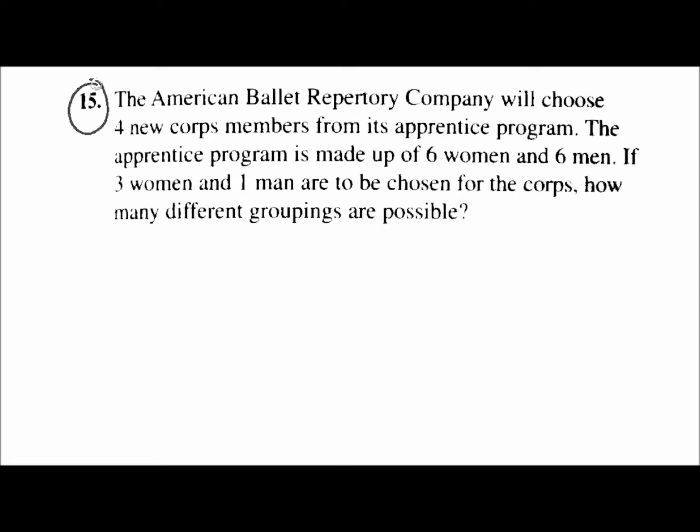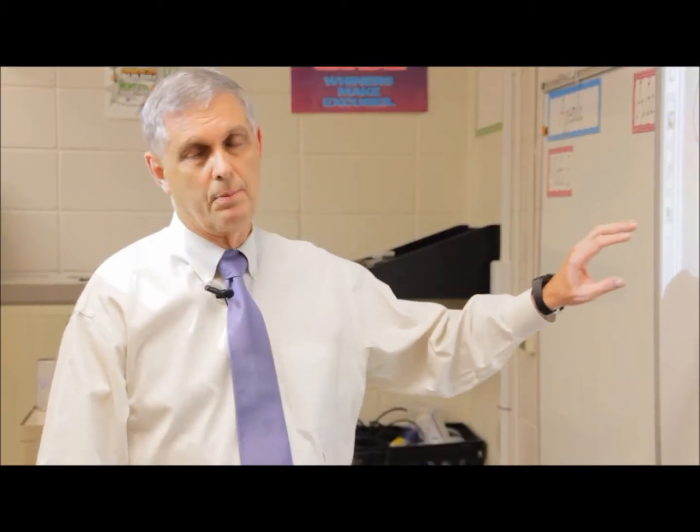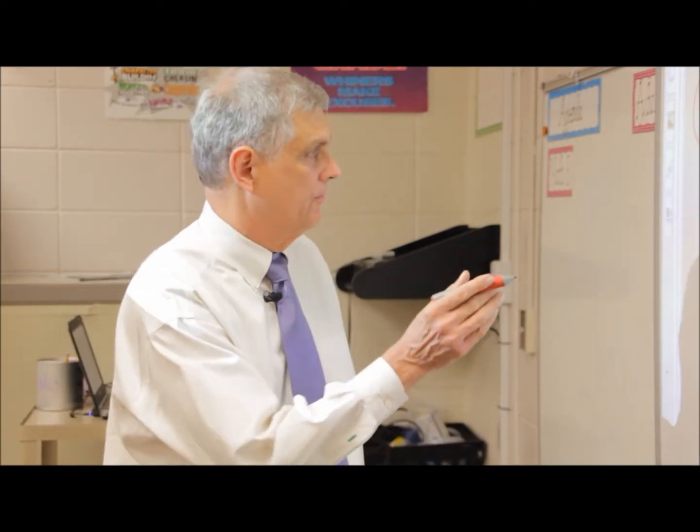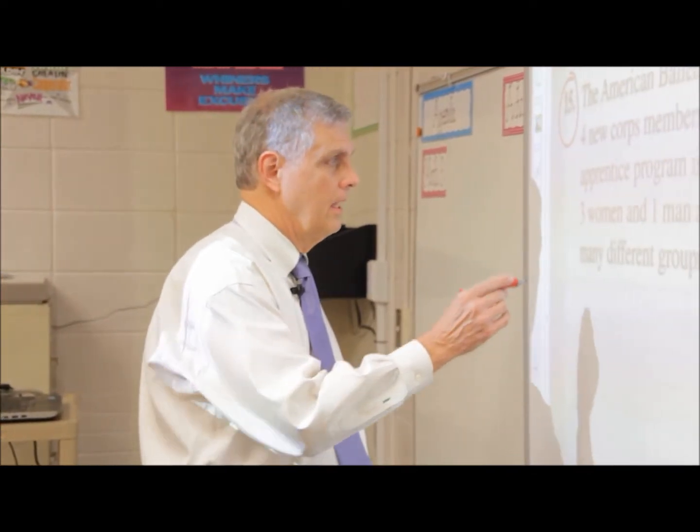The American Ballet Repertory Company will choose 4 new corps members from its apprentice program. The apprentice program is made up of 6 women and 6 men. Now, if there are slots only, though, for 3 women and 1 man that can be chosen from that base of 6 women and 6 men, how many different groupings are possible? So let's first look at the permutations for the women, and then the men.